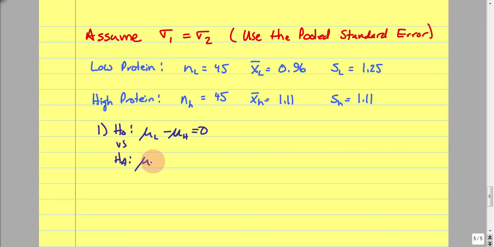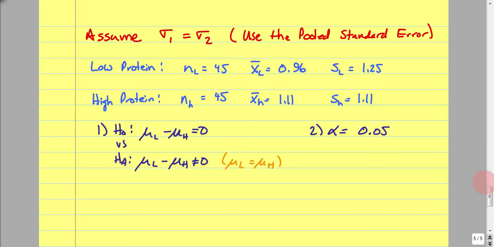Now, if we want to see if there's any change at all, what we would do is we would call this the not equal to case. And remember, if we move the mu sub H over, this would be the same as mu sub L equals mu sub H. Now our level of significance would be alpha is 5%.